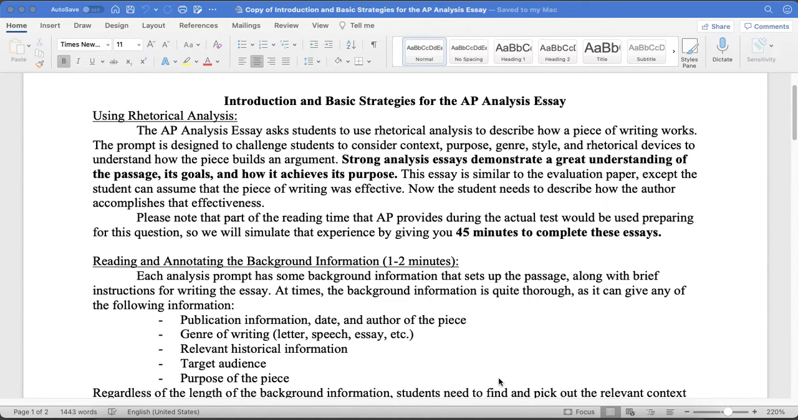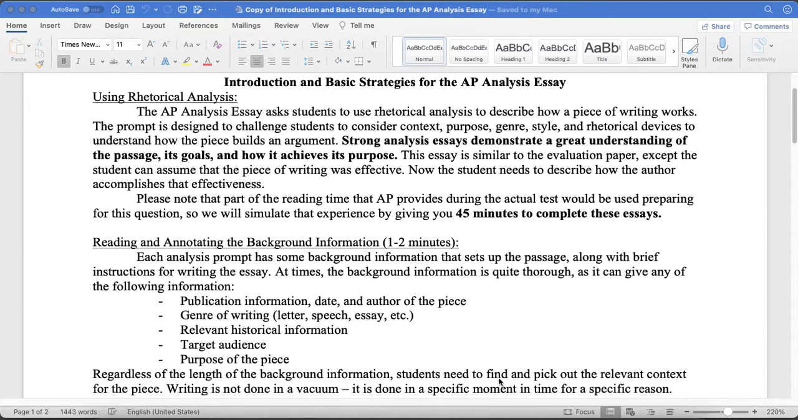You're going to have 45 minutes to write an essay for the AP analysis in class. Of course, when you actually take the test, you'll have 2 hours and 15 minutes as one big chunk of time for the entire 3 essay ordeal. So I'm going to give you 45 minutes because that's approximately what you should spend on this essay out of that 2 hours and 15 minutes.